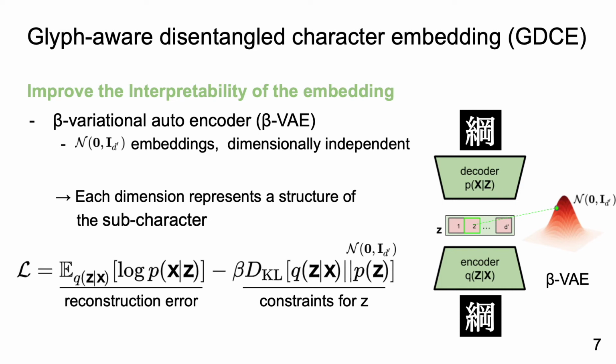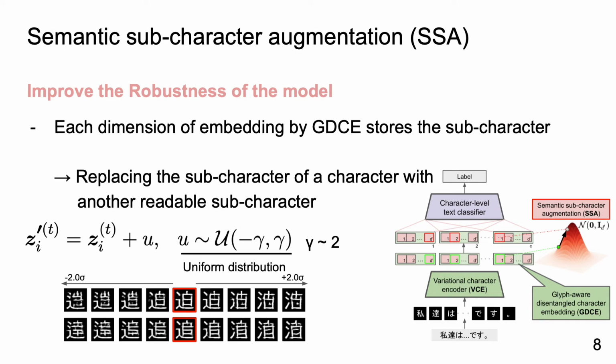Next, I introduce the details of another proposal, SSA. The SSA adds perturbation to only one dimension of the embedding. Taking advantage of the preferred features of the embedding created by our GDC, we expect that the subcharacter will be replaced by another readable subcharacter.